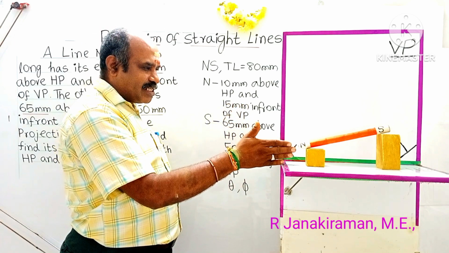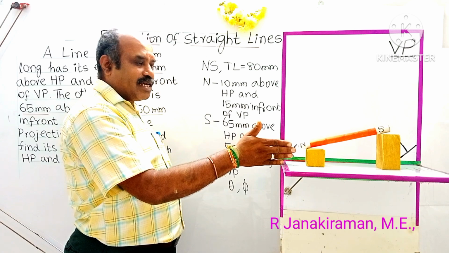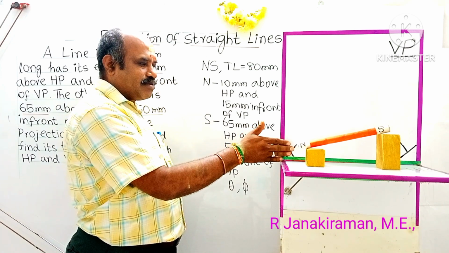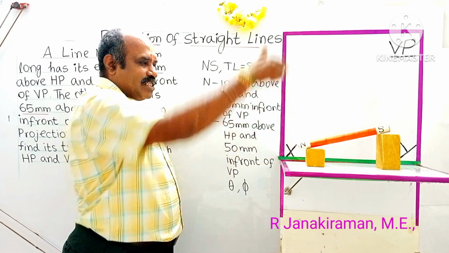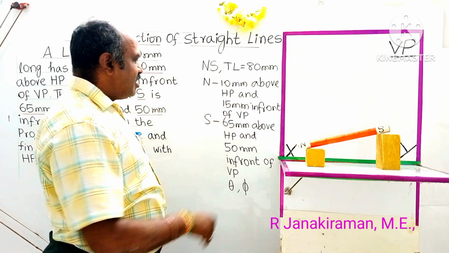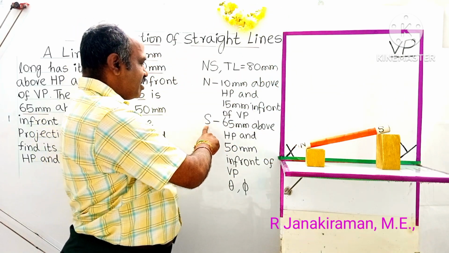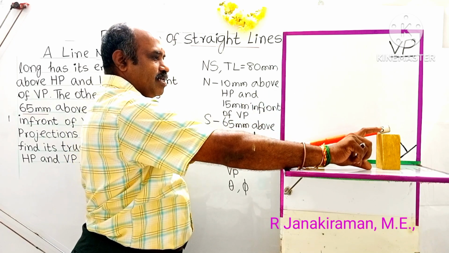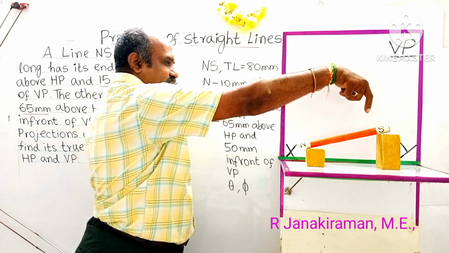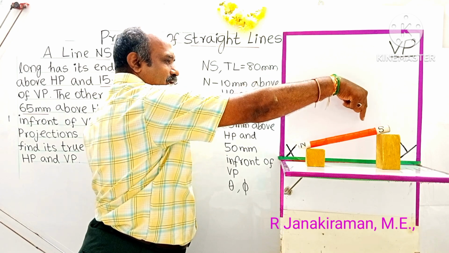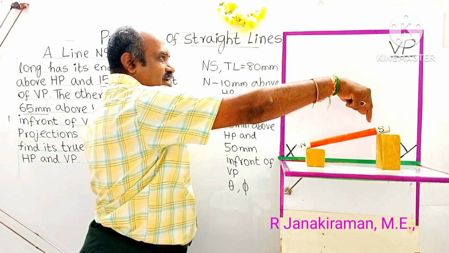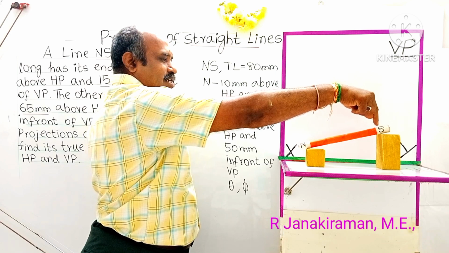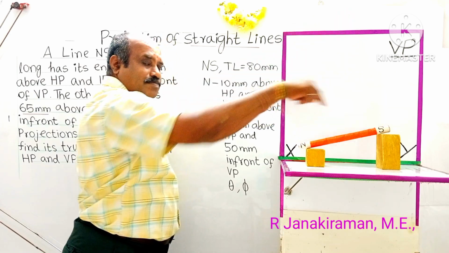In front means this gap between the vertical plane and the line. The location of the line is called in front of VP. That is the backside of the line, seen in the top view. Similarly, the other point is 65 mm above HP. This height is 65 mm above HP and 50 mm in front. In front means, as I told earlier, the gap between the VP and the location of point S of the straight line NS, seen in the top view, this gap.